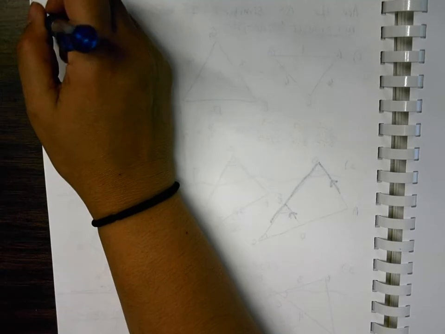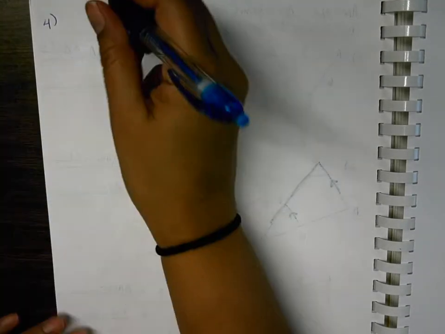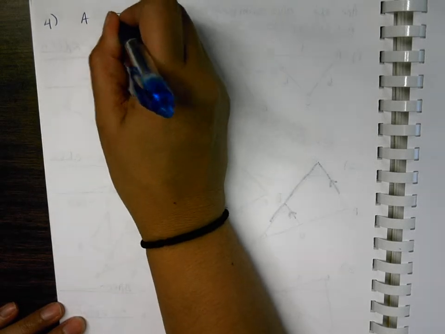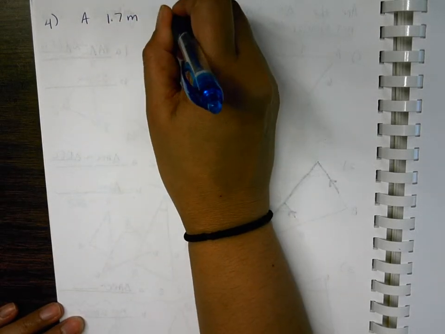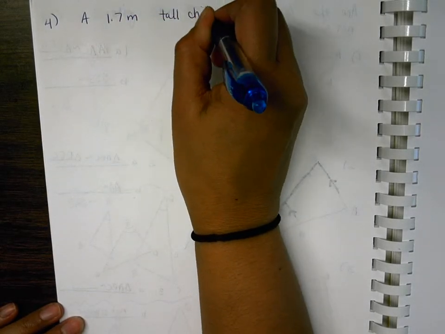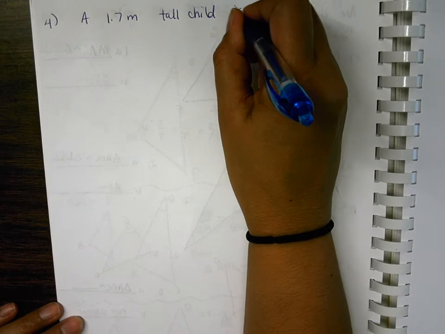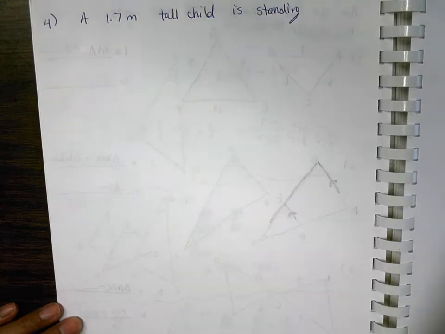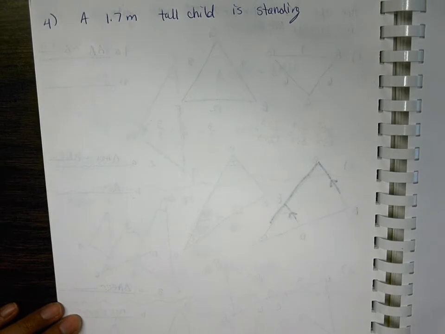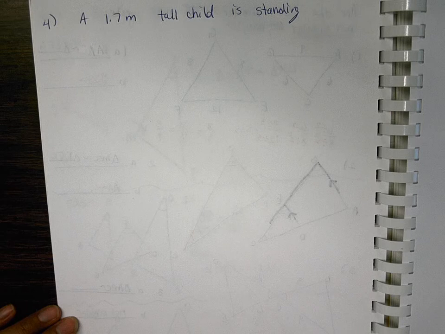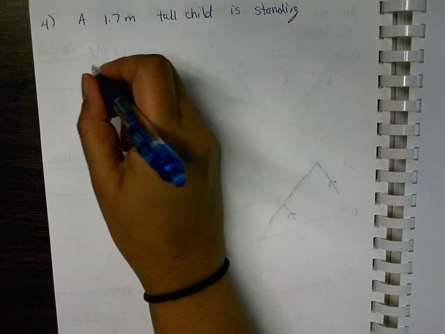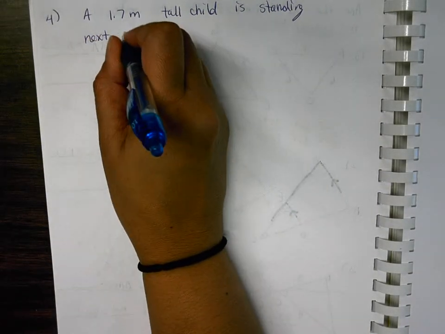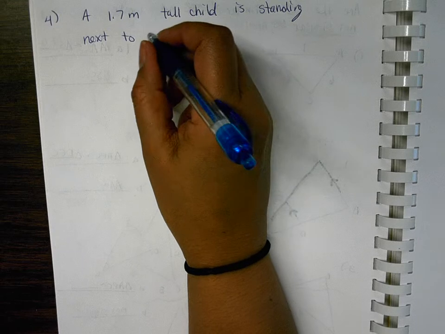Number 4. A 1.7 meter tall child is standing. You're writing this down with me. Let's go. You're writing it down with me. A 1.7 meter tall child is standing next to a flagpole.